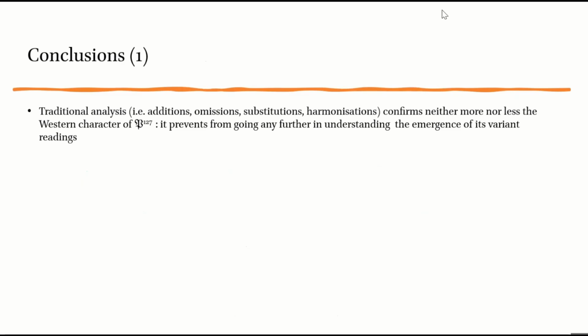So in conclusion, in terms of methodology, what I wanted to stress here is that this traditional analysis, which consists in talking about additions, omissions, substitutions, and harmonizations, again, which is a subjective way of analyzing variant readings, confirms neither more nor less that 127 is Western in character, and it prevents from going any further in understanding the emergence of its variant reading. In other terms, this type of analysis would lead to the fact that 127 is Western and that it adds material the same way as 05 has done. Again, because the understanding of 03 being the base text or the Ausgangstext is so well anchored.